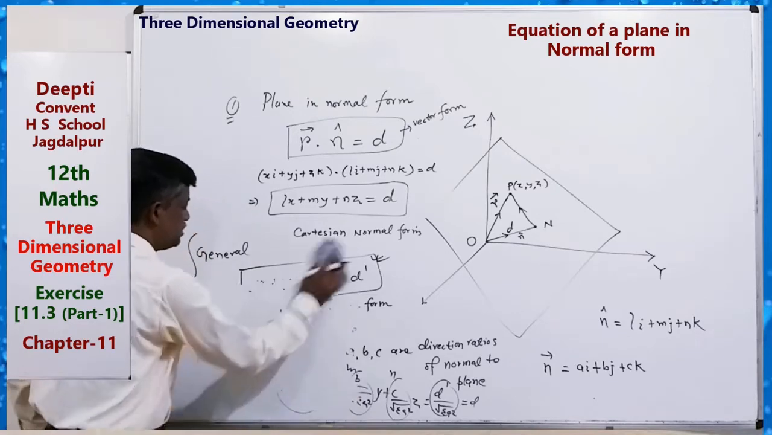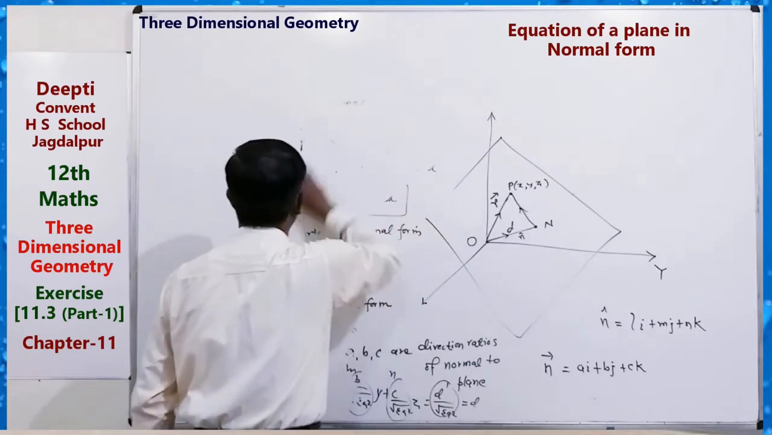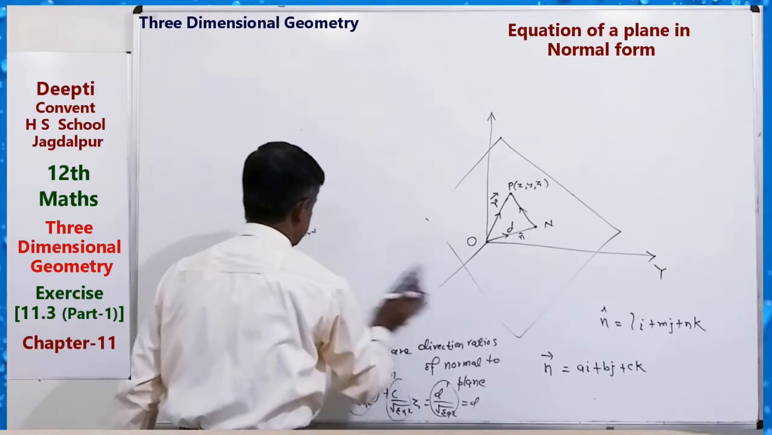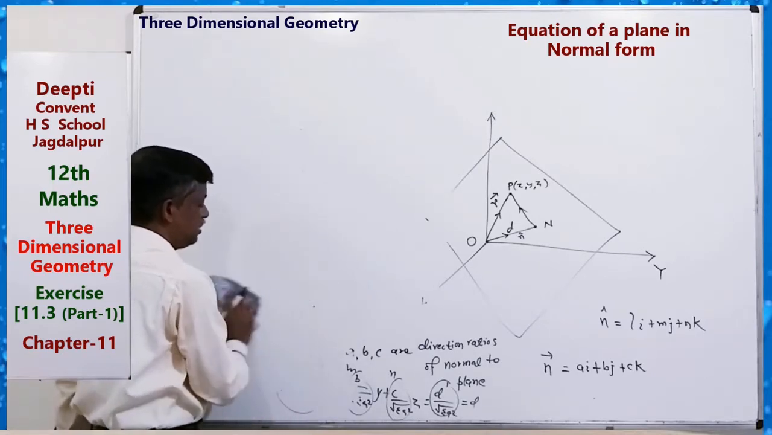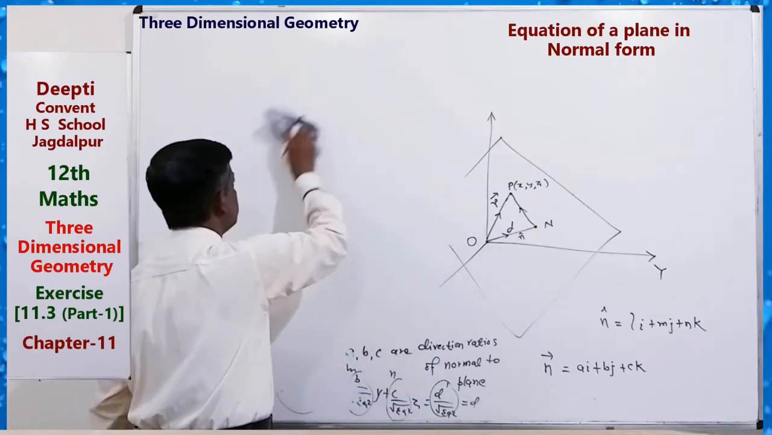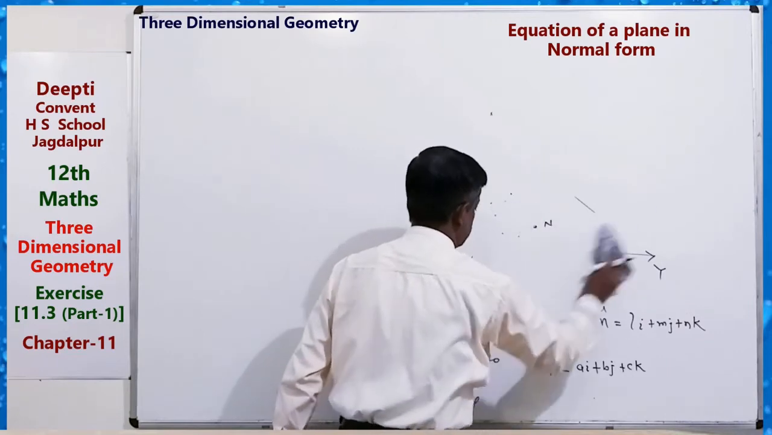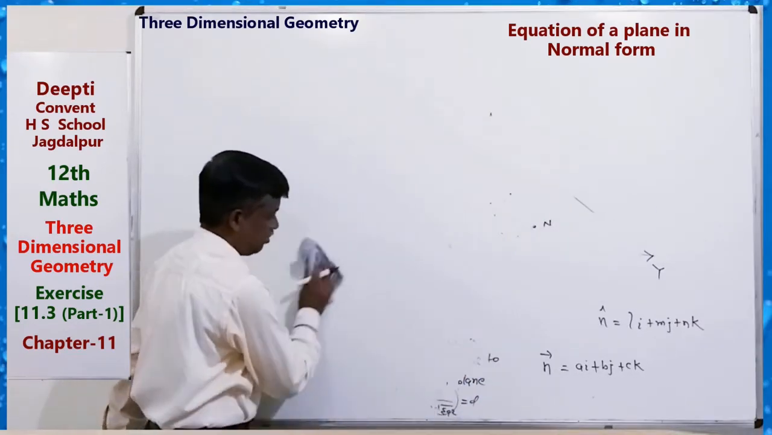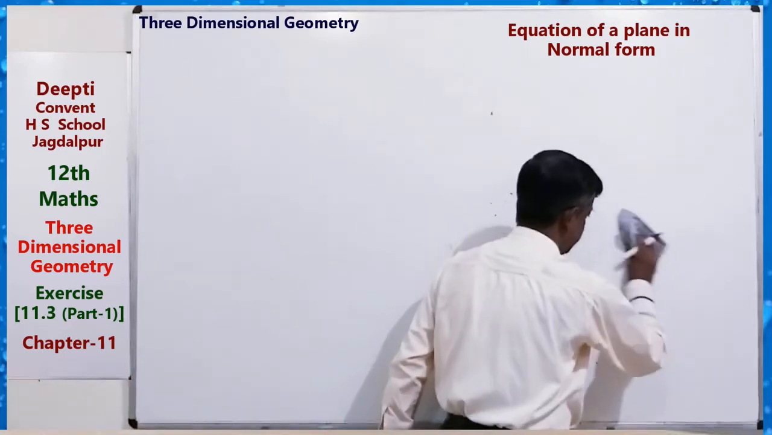Okay, so remember this formula. This is the first form of the equation of a plane. Now, what is the second form? Whenever a plane passes through a point and is perpendicular to a given direction, then how can we write the equation of the plane?